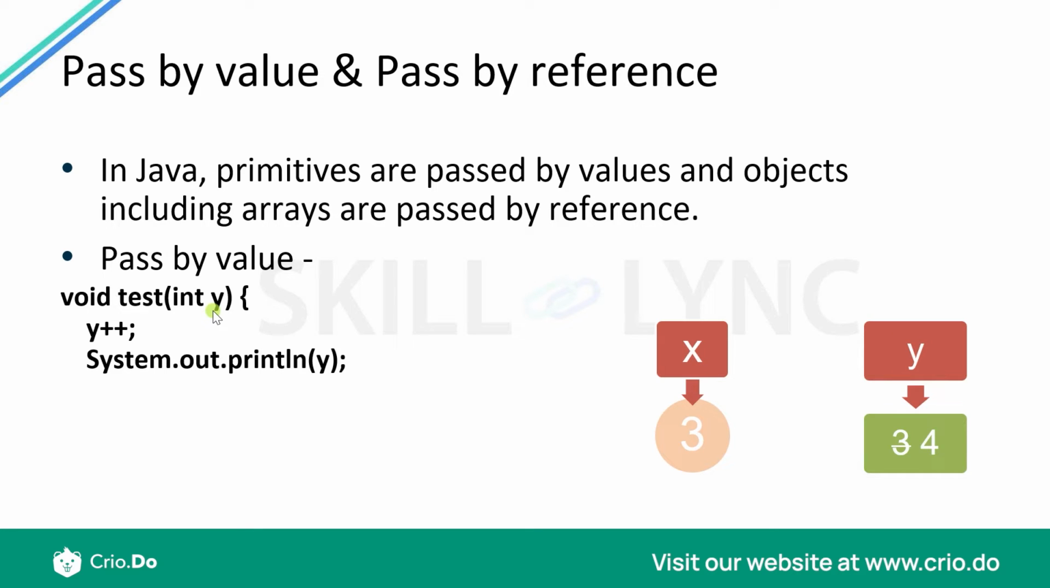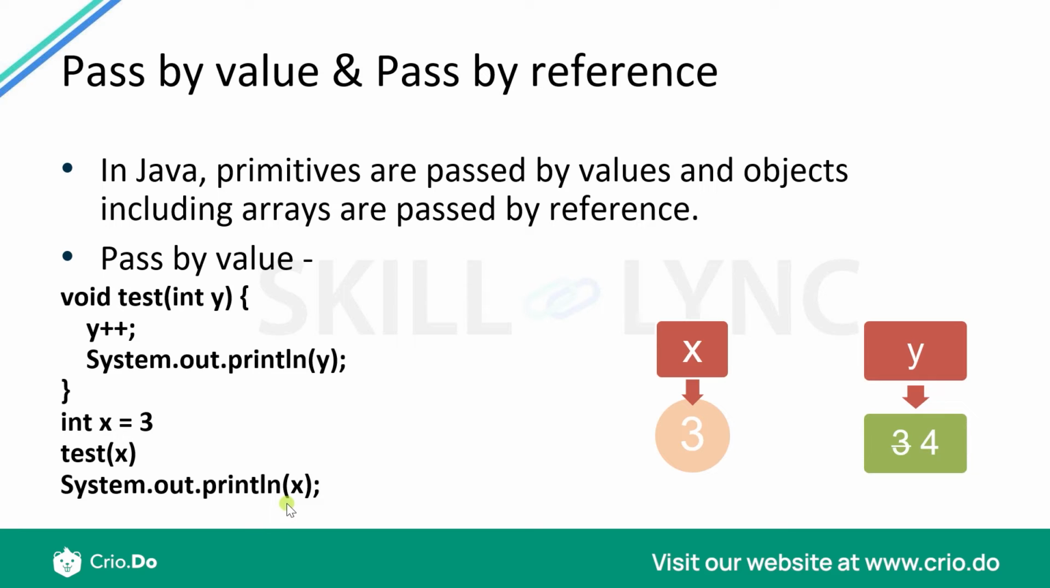But in my main, my x is equal to 3 and I call test x. So what will happen is that 3 will get passed, and 3 will be incremented, and what will be output? 4. And then in my main, if I just print this x again, what do you think? What would x be? Would x be 3 or would x be 4?